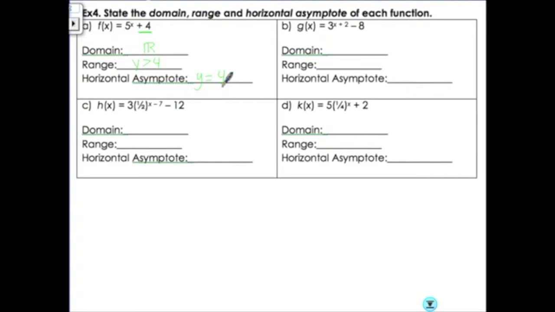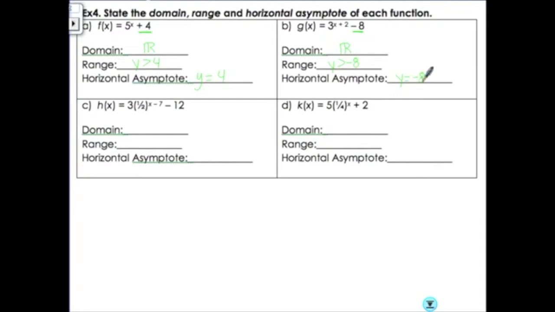Now let's look at our next one. Let's look at b. We can see that our function is being brought down 8. Our function is always going to be all real numbers, so the fact that we have an x plus 2 here doesn't change what our domain is going to be. This, however, does change our range, just like it did in the previous problem. Our range is going to be y is greater than negative 8. Our horizontal asymptote is y is equal to negative 8.